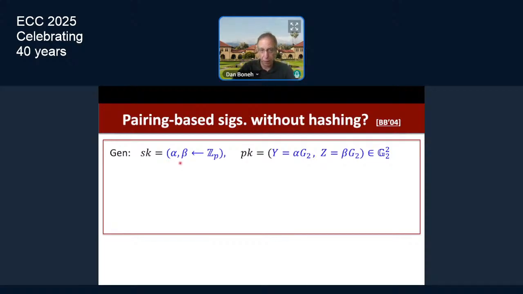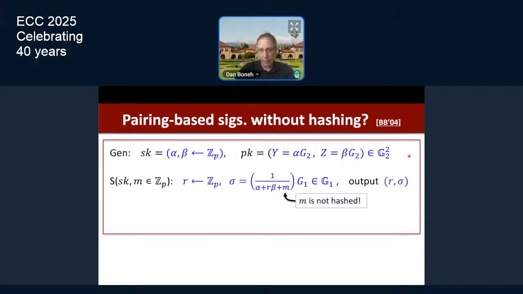Basically, the secret key here is now going to be two field elements. I'll denote them by alpha and beta. They're chosen at random. And then the public key is going to be the corresponding two group elements, Y and Z. These are just two elements in G2. Now, when we want to sign, we'll choose a random field element R. We'll compute this field element here, which has the message and R and alpha and beta in the denominator. And the point here is that the message M is not being hashed. It's used directly as a field element in the signing algorithm.